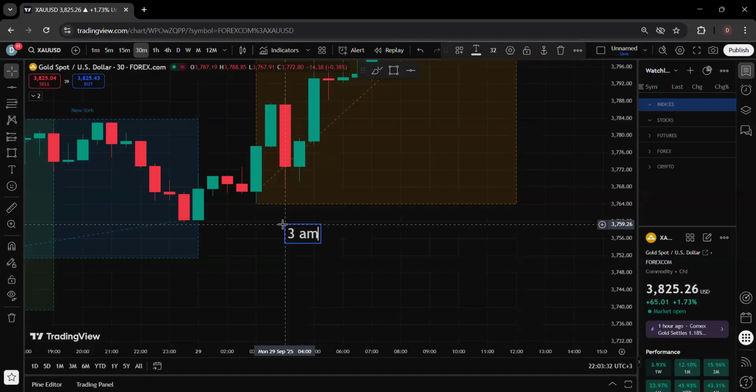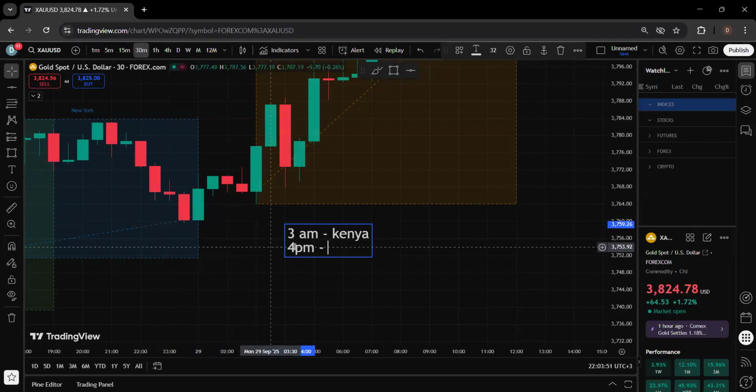Let me repeat, 3 a.m. You can convert your time. So the guys in VIP who are very silent, you failed me, because I expect you to trade Tokyo session and make crazy money. 3 a.m. Kenyan time and 4 p.m. Kenyan time. During these regions, you just need 1 hour to trade.